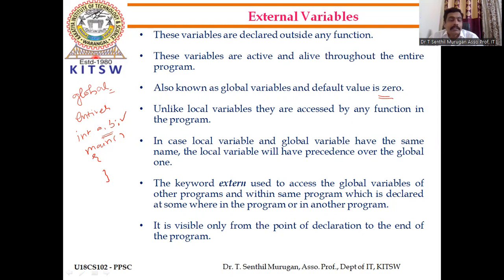But if it is declared after the main function, int a, b is also considered a global variable, but we must use the extern keyword when we are using a and b. We must use the extern keyword for using this. So the scope is where we declare this variable. From there only the activation starts, and the remaining blocks will use this variable. That means it is visible only from the point of declaration.